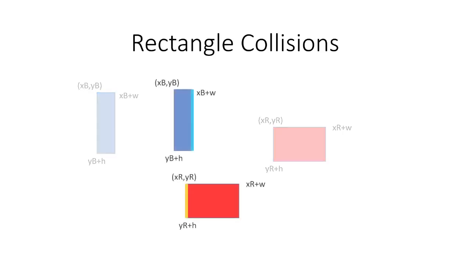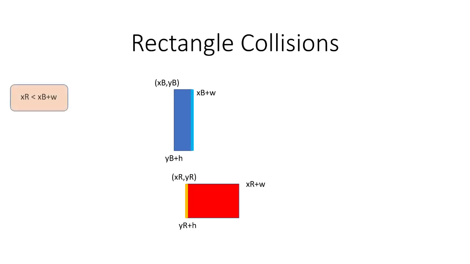Now let's move these rectangles so they sort of overlap a little bit. So as you can see, the right edge of the blue rectangle is overlapping with the left edge of the red rectangle. Now we need to do a little bit of math in order to figure out when this occurs. And here it is. All we're going to have to do is check to see if the x-coordinate of the red rectangle, which is its left edge, is less than or to the left of the right edge of the blue rectangle, which is xb plus w.